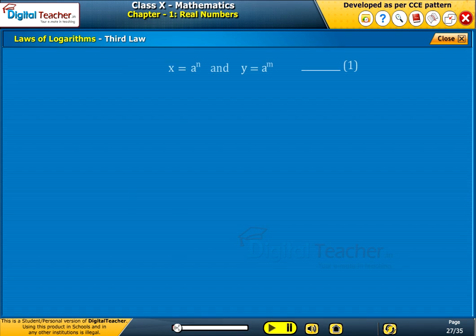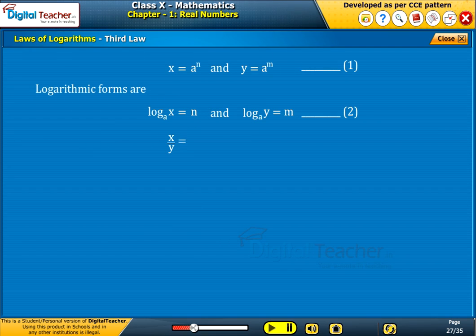Third law. Consider x is equal to a power n and y is equal to a power m as equation 1. Their equivalent logarithmic forms are log x to the base a is equal to n and log y to the base a is equal to m as equation 2. Now divide x with y. The obtained expression is shown on the screen. Applying the laws of exponents to the above equation and applying logarithms, we get as shown on the screen.